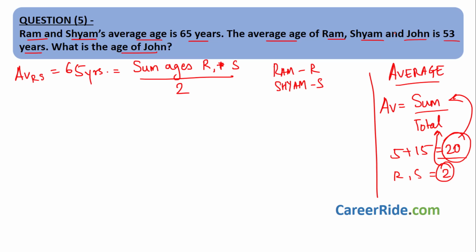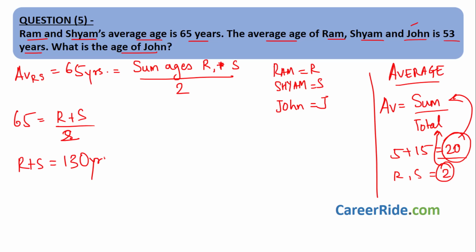And there is a third person over here, John. Let us assume John's age be J. Now, 65 is nothing but the sum of ages of Ram and Shyam divided by 2. So, (R plus S) divided by 2 is equal to 65. So, R plus S would be 65 times 2, that is 130 years.